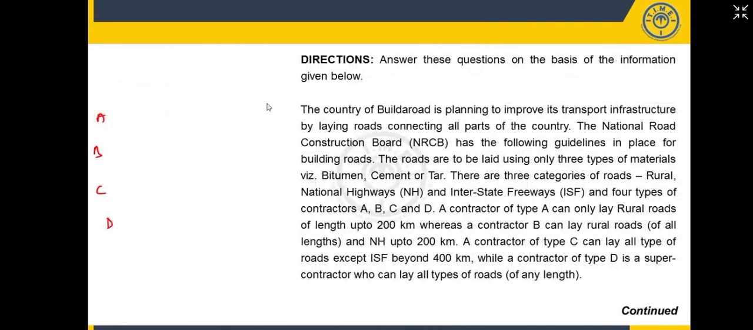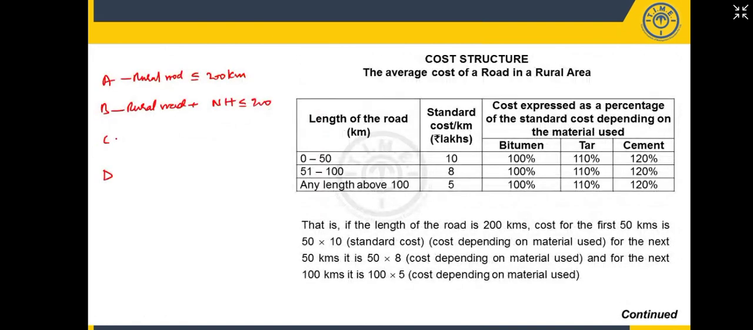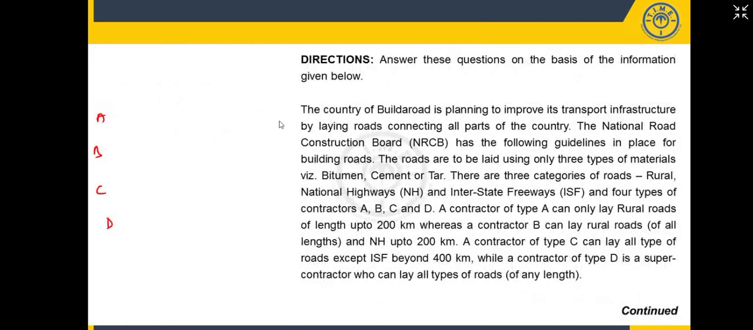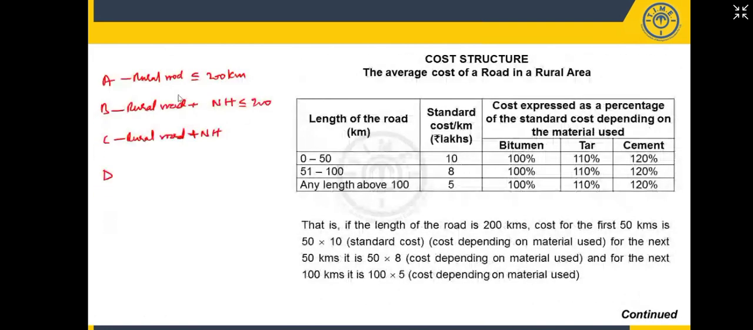Type C can lay all types of roads except ISF. That means he can take up contracts of rural roads plus national highway, unlimited. There is no length limit. Except ISF. ISF he cannot lay the roads. Sorry, ISF. Except ISF.